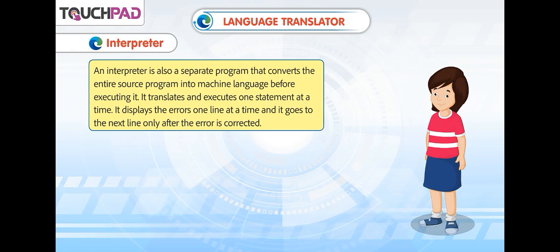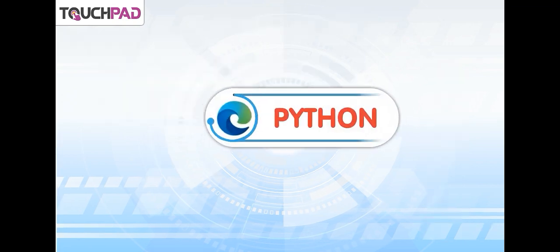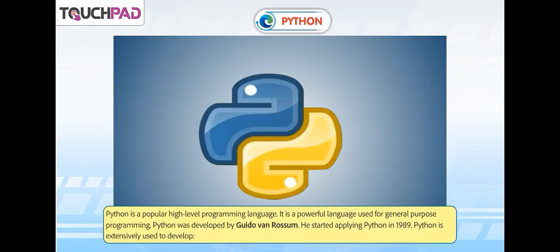It translates and executes one statement at a time. It displays the errors one line at a time and goes to the next line only after the error is corrected. Python. Python is a popular high-level programming language. It is a powerful language used for general-purpose programming. Python was developed by Guido van Rossum. He started applying Python in 1989.